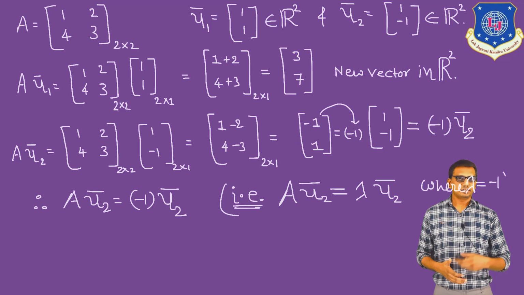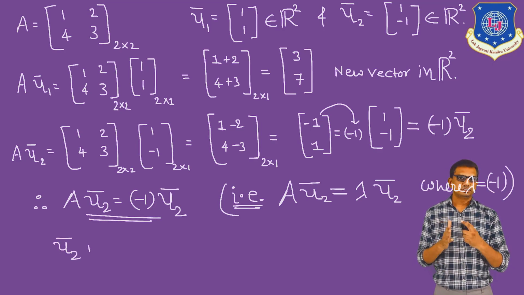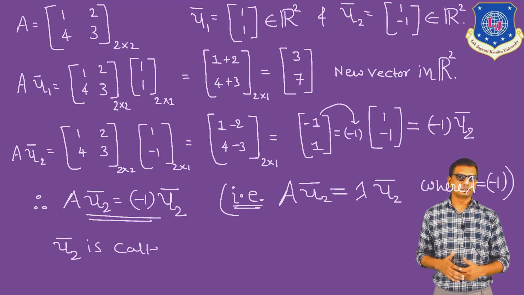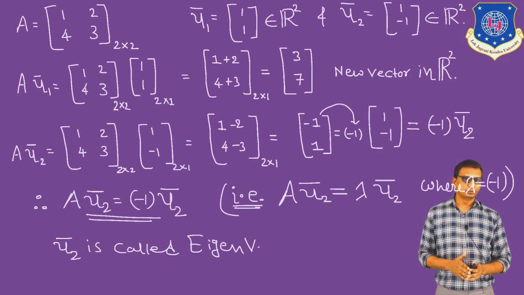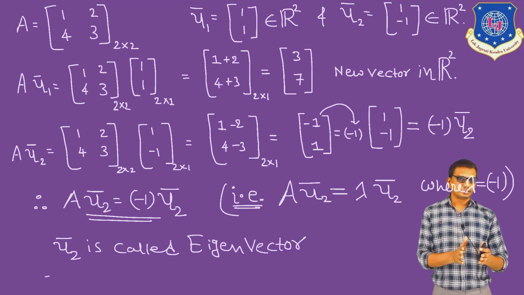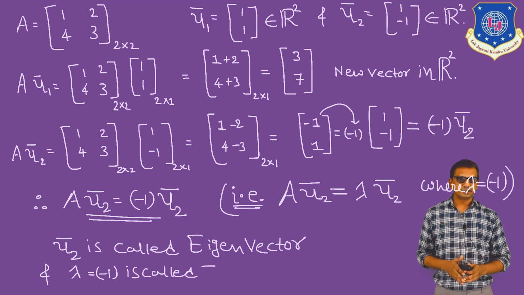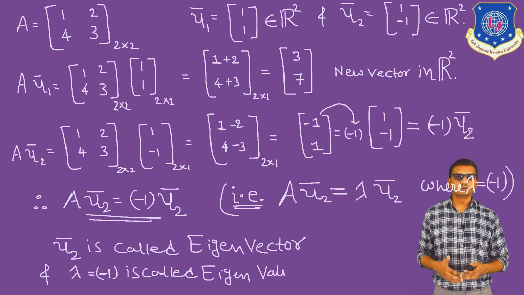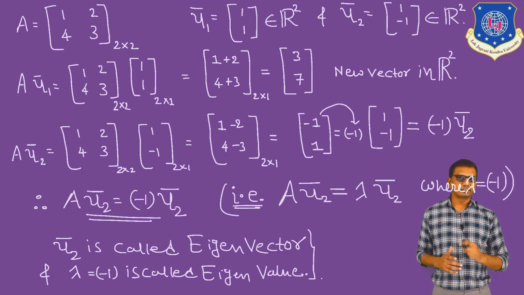So u2 bar is the eigenvector, but u1 bar is not an eigenvector, because after multiplying u1 we can't get a multiple of u1. But when we multiply our matrix A with u2, after multiplication we get a multiple of u2. So u2 is our eigenvector, and lambda 1 equals minus 1 is our eigenvalue for the matrix 1, 2, 4, 3. That is the concept of eigenvalues and eigenvectors.